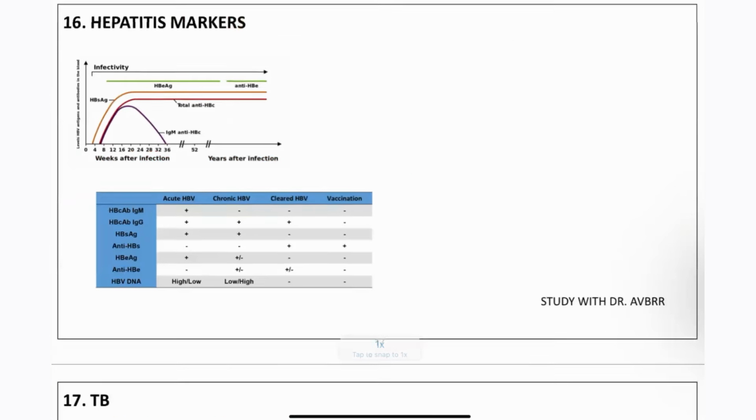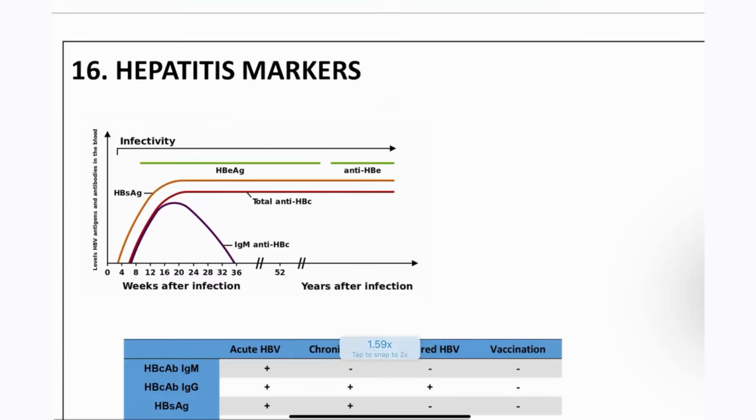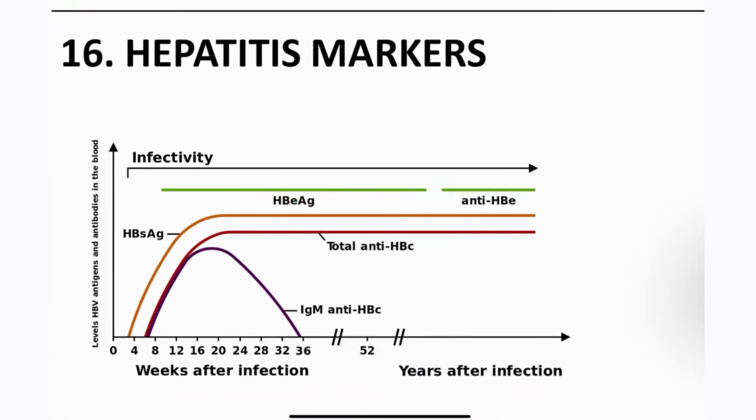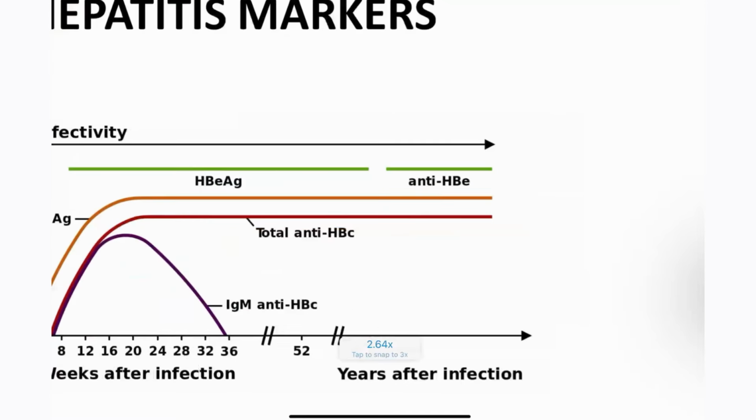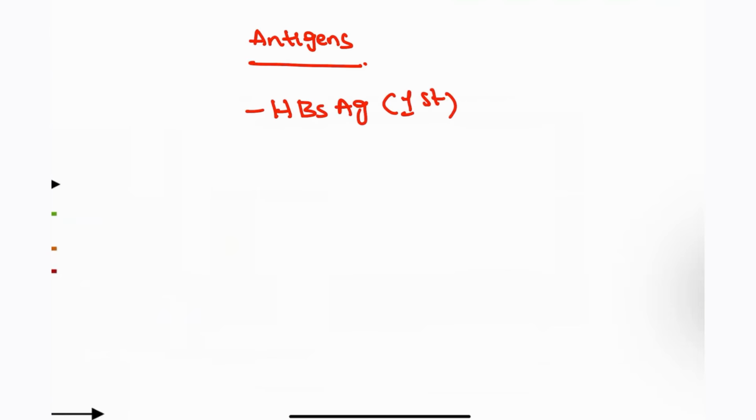Next, moving on to the hepatitis markers. Guys, this is a very common topic, and just interpretation can be asked in the examination. First, the transmission will be seen after 60 to 80 days in this patient. What is the first antigen to develop? The first antigen to appear in our blood after we get the hepatitis infection is HBsAg.